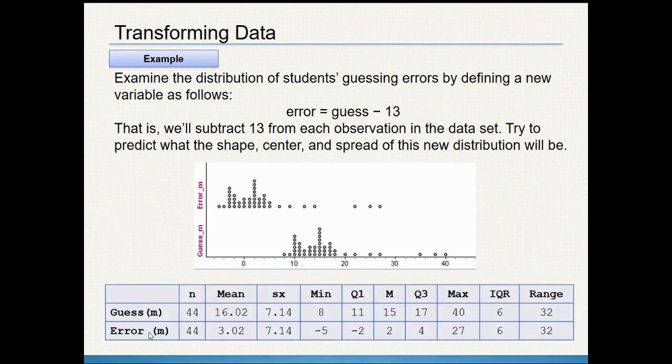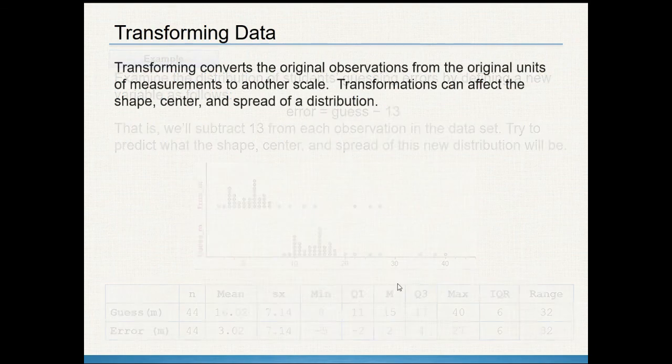So if we've got our guess here, and the error is going to be the guess minus 13, you can see that the mean of the guess was 16.02. You subtract 13 from that, you get 3.02. So see, the mean just changed. We just shifted the mean down. Standard deviation did not change. The minimum, we shifted it down 13. The Q1, the median, the Q3, the max. IQR did not change. The range did not change.